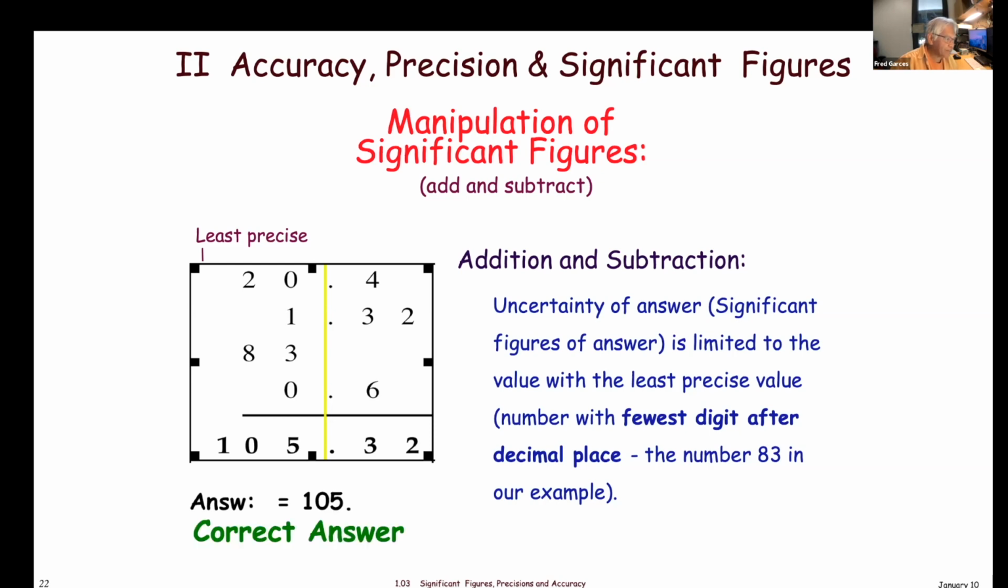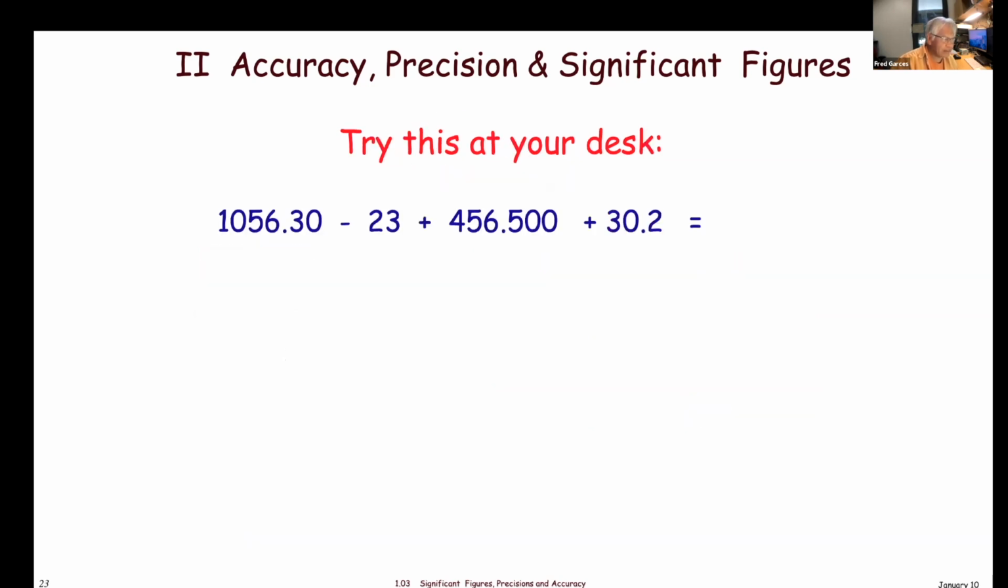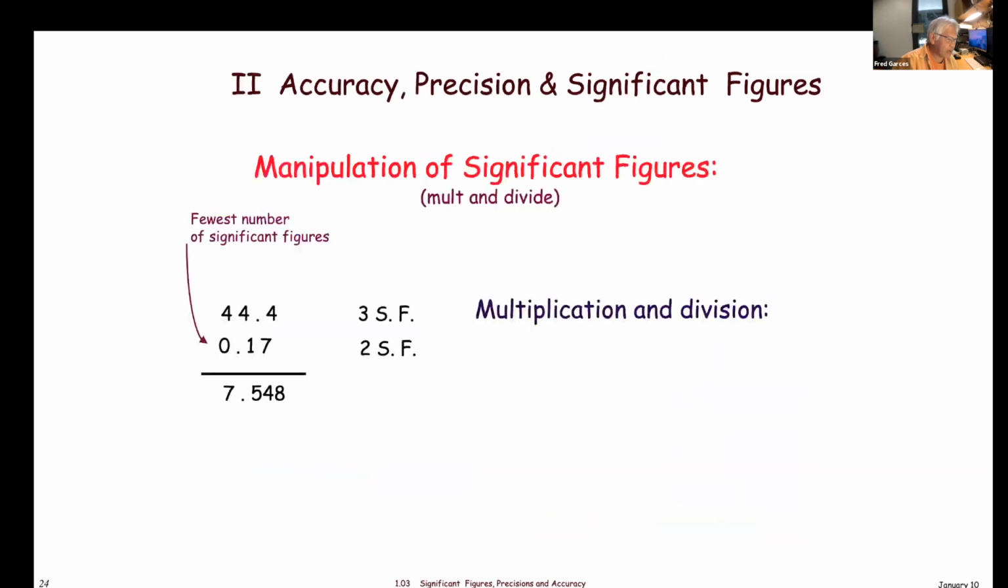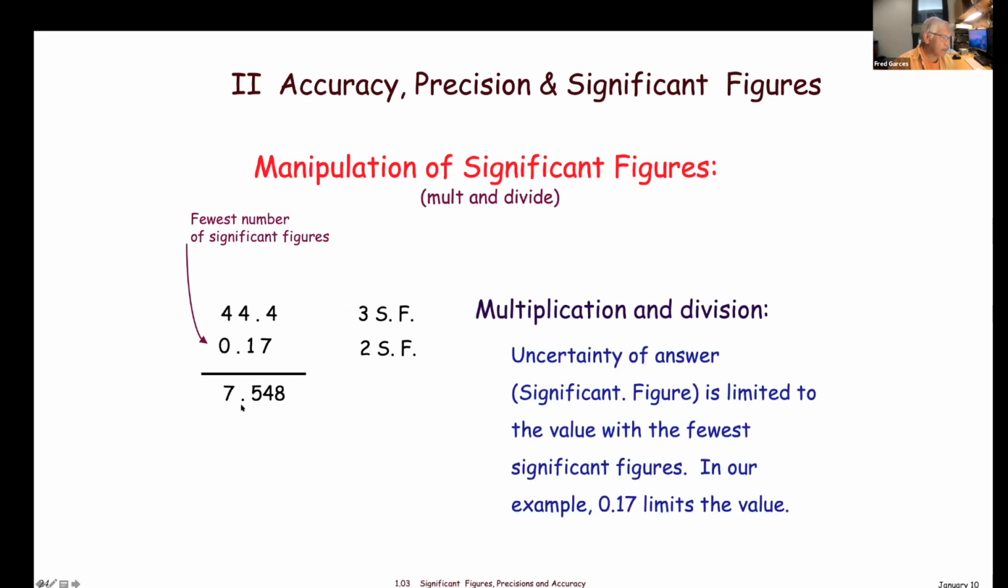On the other hand, when you multiply and divide, this is another example. You guys can figure this out. We don't have time for that. Whenever you multiply and divide, this is a multiplication, you round off your answer based on the fewest significant figures. This has 3 significant figures. This has 2. Your answer has to be rounded off to 2 significant figures. This would be 7.5. That's the number that I would write down. There are different rules when you add and subtract, and you need to remember that.